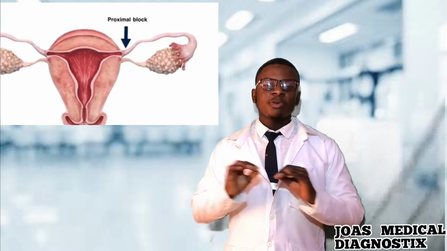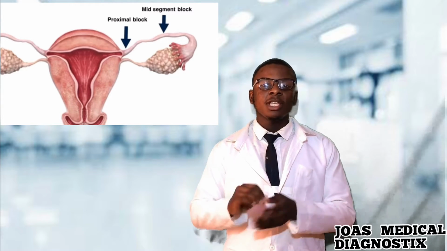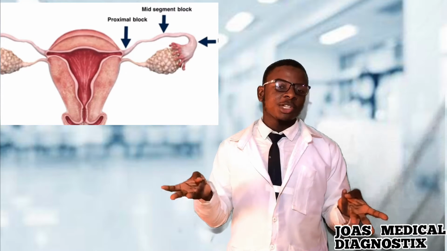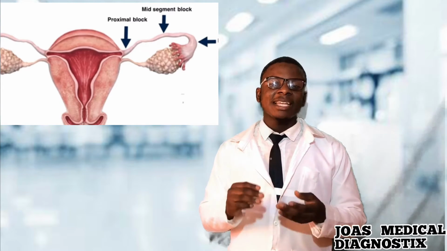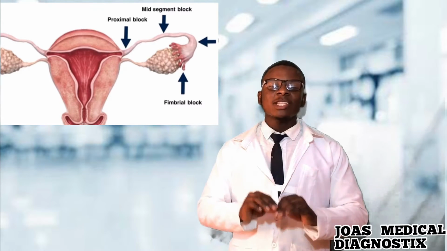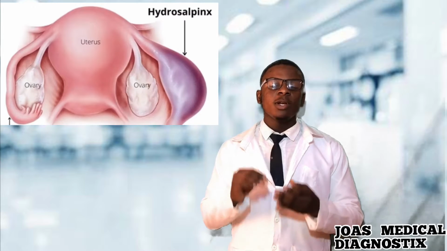If the part of the tube close to the uterus is blocked, it is called a proximal block. Sometimes it is blocked in the middle of the tube. If the block is in the part of the tube far from the uterus, it is called a distal block. Sometimes the finger-like projections can enter the tube and get damaged, called a fimbrial block. If the tube gets swollen due to collected secretions, it is called hydrosalpinx.